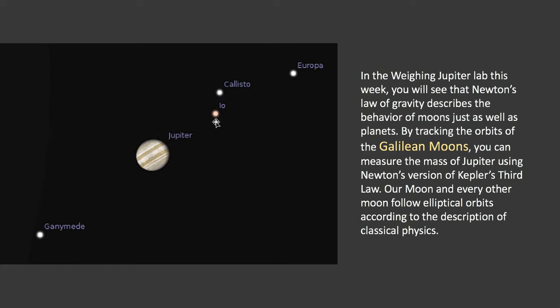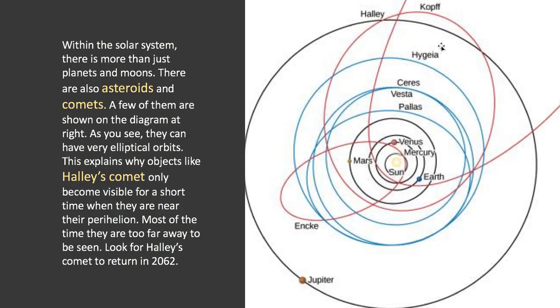Okay, so what we've been talking about applies equally well to our moon, to the moons of Jupiter, to the moons of Saturn, to the moons of any planet, to any asteroid, any comet. It's a completely general theory about how orbits and gravity work. So here's a little look at some of the other things that are in the solar system. There are namely asteroids and comets out there in addition to the planets and moons.